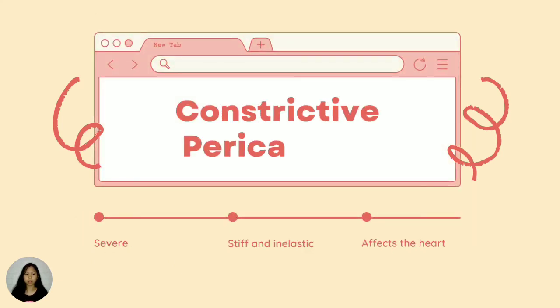Then, a severe form of pericarditis is known as constrictive pericarditis, in which the inflamed layers of the pericardium become inelastic and stiff, decreasing the space for movement of the heart and interfering with its normal function.